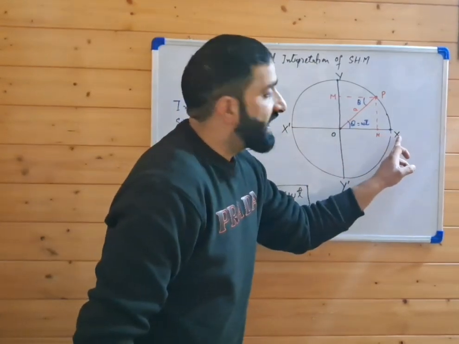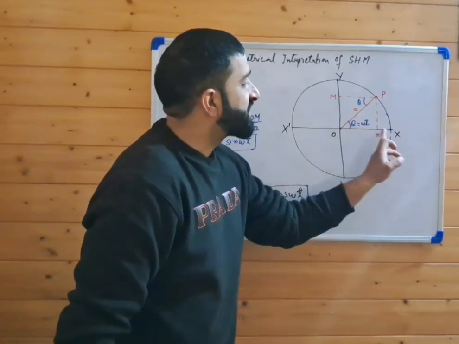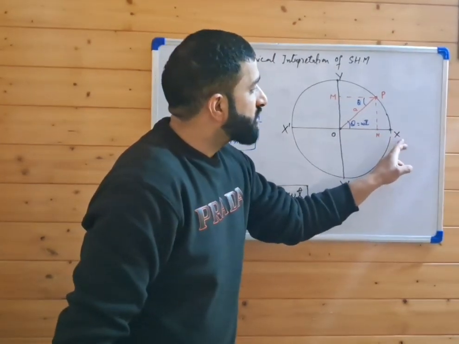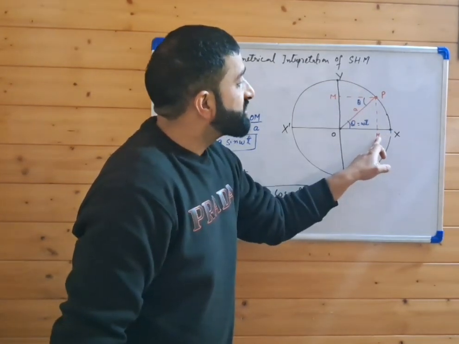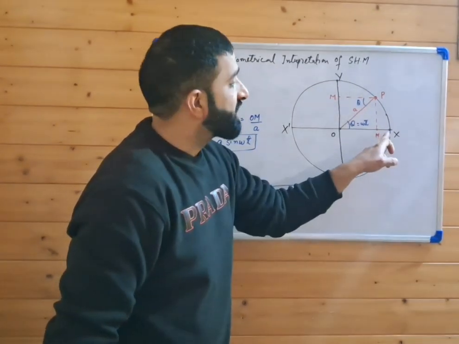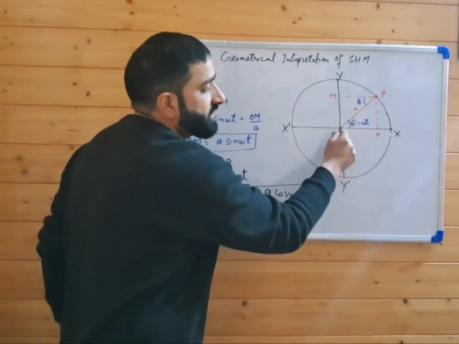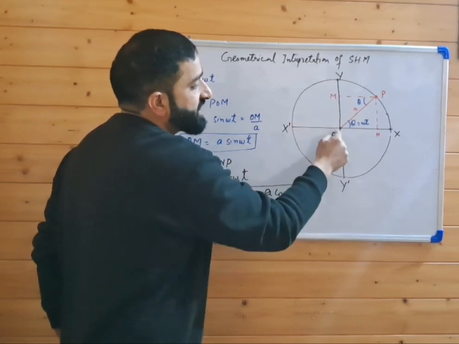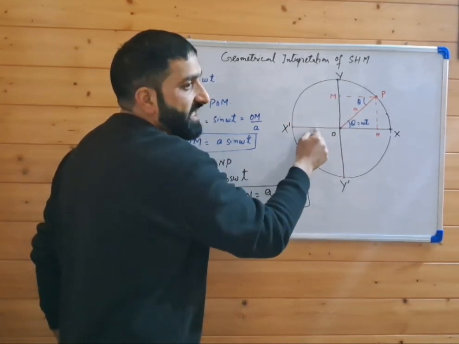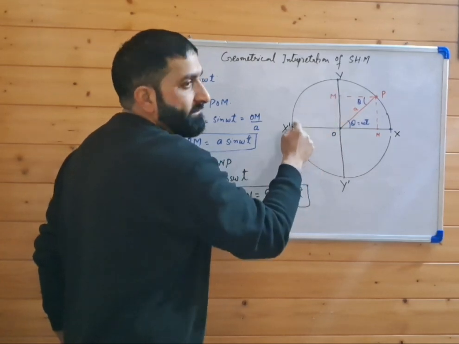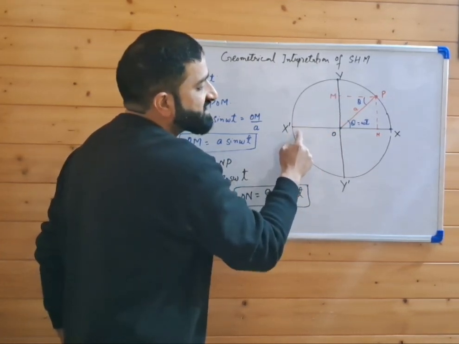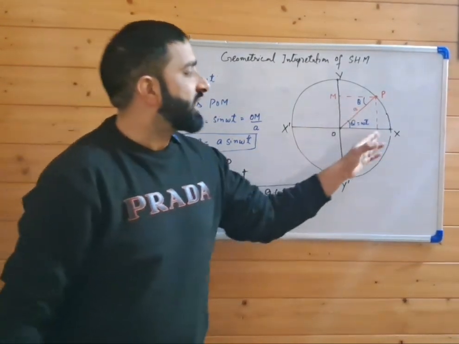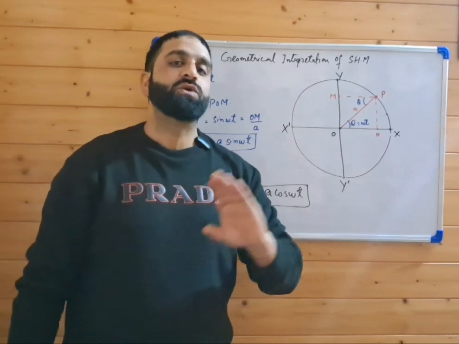When the particle is at X, its projection on this horizontal diameter is maximum, that is A. When it goes from X to Y, the projection on the horizontal diameter decreases from maximum to 0. When it goes from Y to X', the projection on this side goes from 0 to maximum, then from maximum to 0, then 0 to maximum. That means the projection of the particle on this horizontal diameter executes SHM.